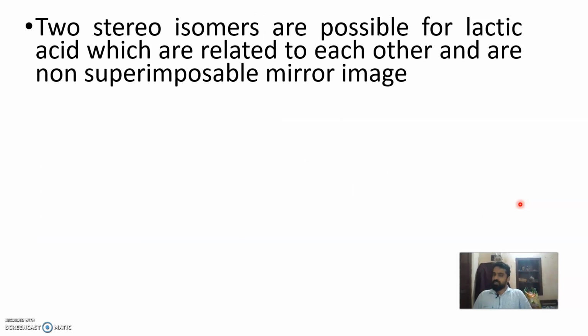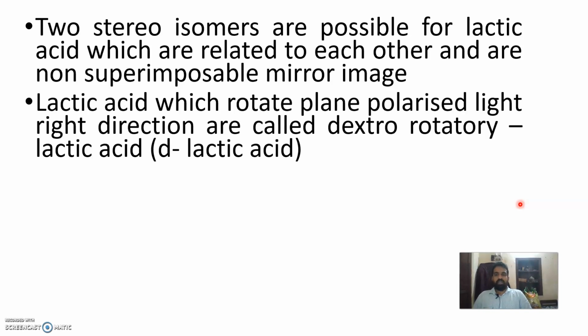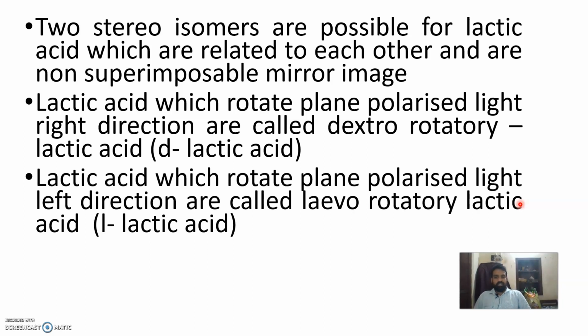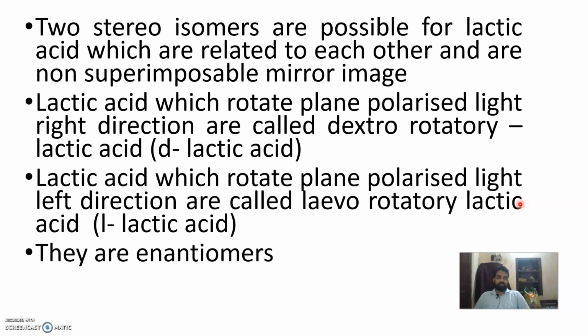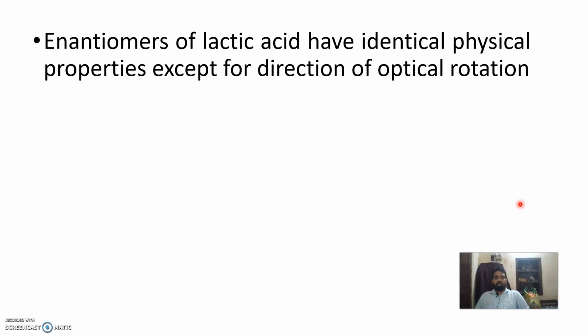So simply, two stereoisomers are possible for lactic acid, which are related to each other as non-superimposable mirror images. Lactic acid which rotates plane polarized light to the right is called dextrorotatory lactic acid, D-lactic acid. Lactic acid which rotates plane polarized light to the left is called levorotatory lactic acid or L-lactic acid. They are enantiomers. Enantiomers of lactic acid have identical physical properties except for the direction of optical rotation. That is the enantiomer concept.